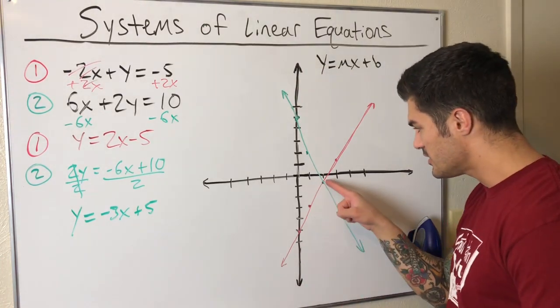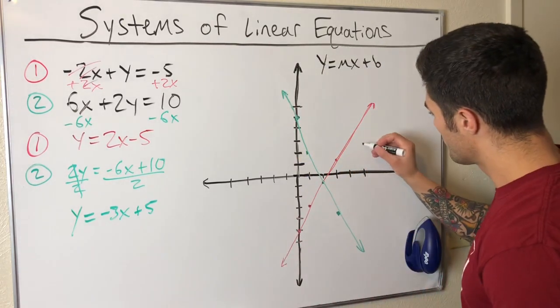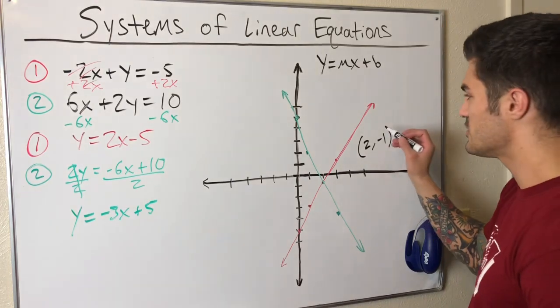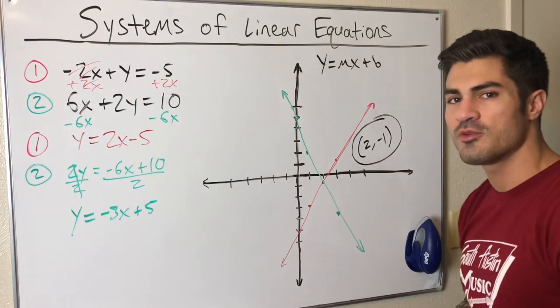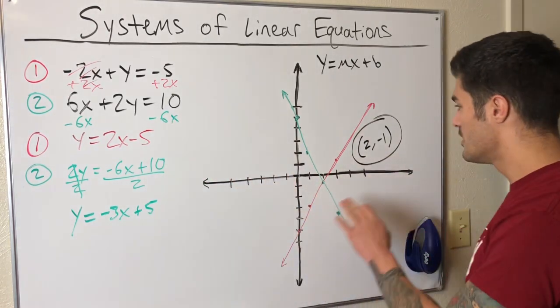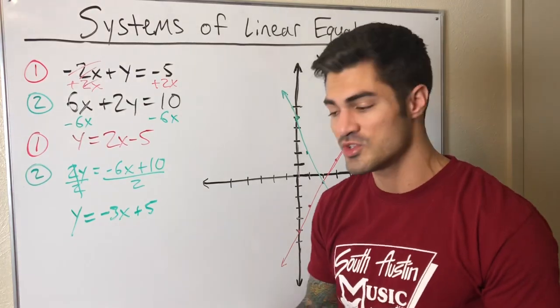Okay, this is at x equals 2 and y equals -1. So I'm at this point, 2, -1. So I think this is the solution for my system of linear equations, but how can I check? You remember how I can double check? If I can plug this 2 into both those x's, plug this -1 into both those y's, and see if I get a true equation, a true statement, right?